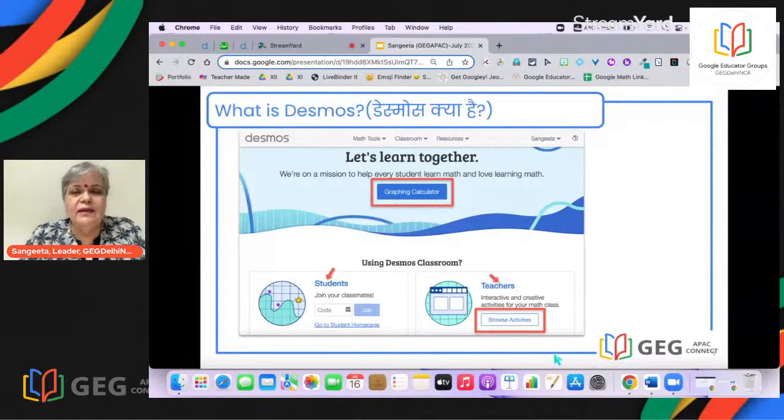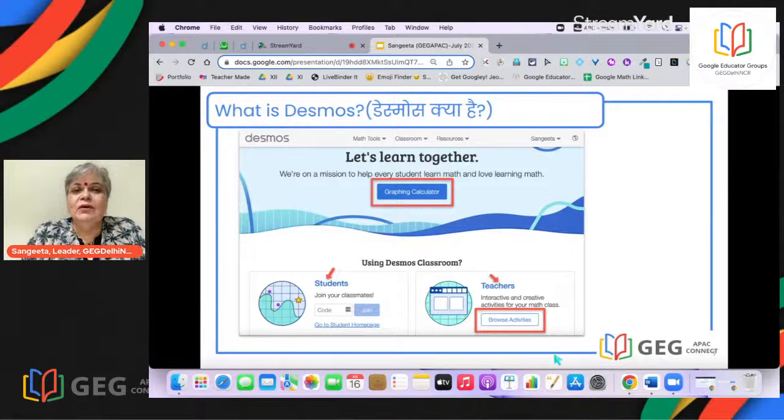And what I really love about Desmos is their mission statement. They have put it out very loud and clear that they are here to help every student learn math, and not only learn math, love learning math. And that's exactly the pleasure I find in sharing this with my students as well as with my co-teachers.